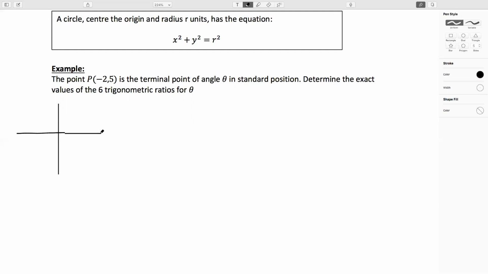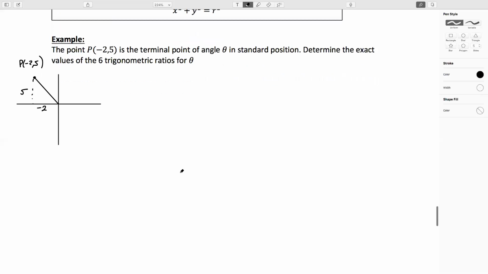So start by drawing our point. It's point minus 2 and 5, so it's going to be over here somewhere. It's actually going to be up here, but do it like this. Now, negative 2 is the x value, and 5 is the y value, but I don't know what r is. So I need to use Pythagoras. If x squared plus y squared is r squared, then r is the square root of x squared plus y squared.